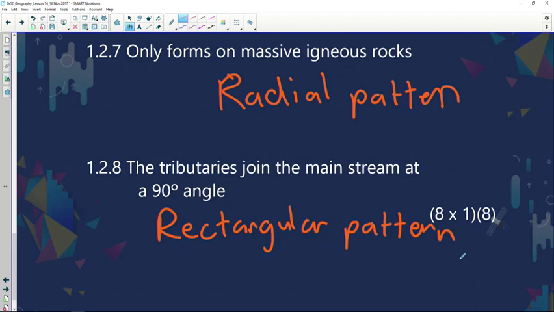Now remember, these questions can come up in your MAPLIP paper as well. But remember, when you go and study the table with the different drainage patterns, with their characteristics, the characteristics are going to be the type of underlying rock and what they look like.